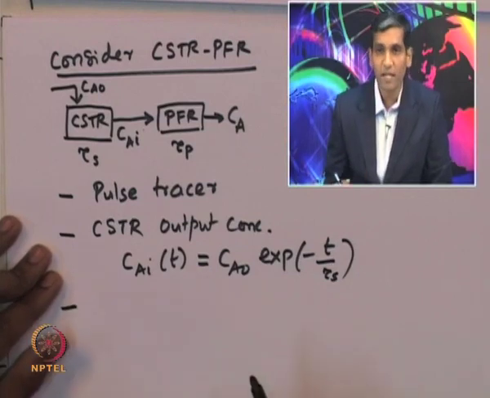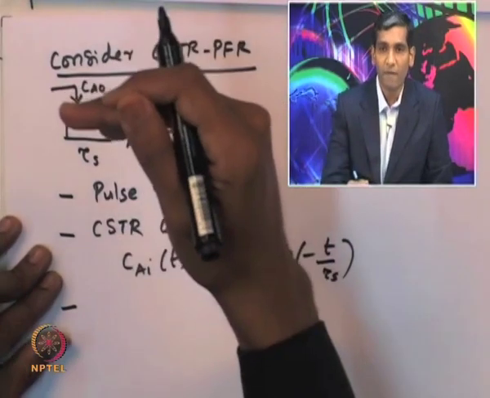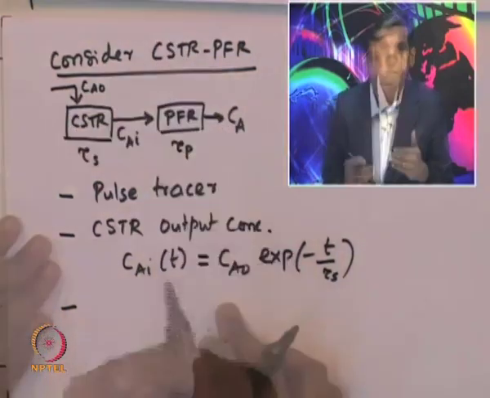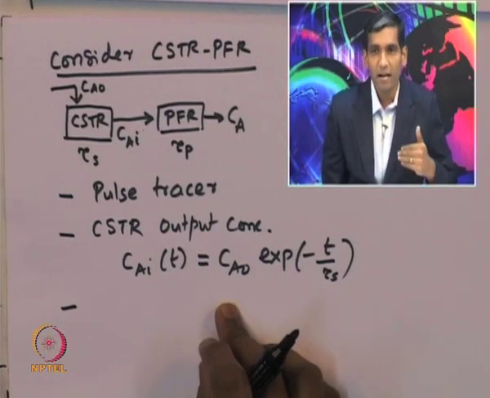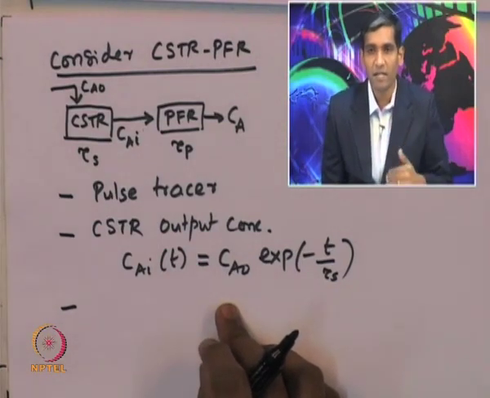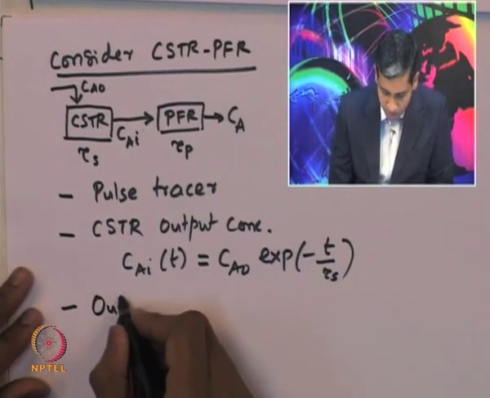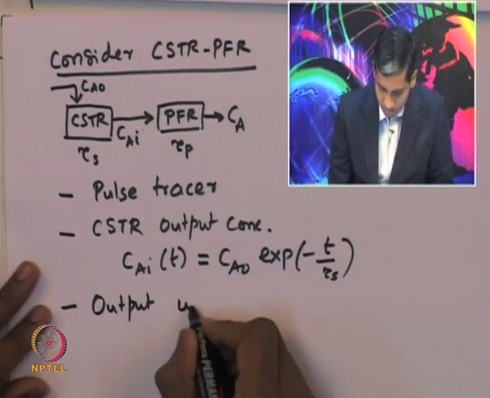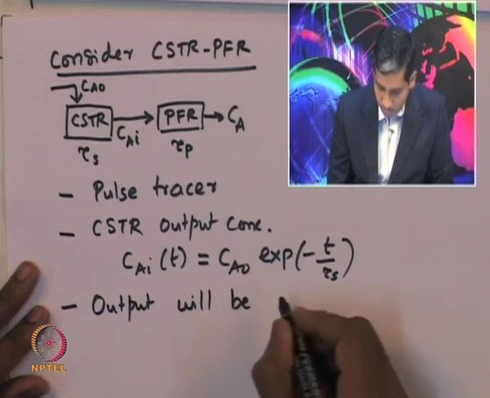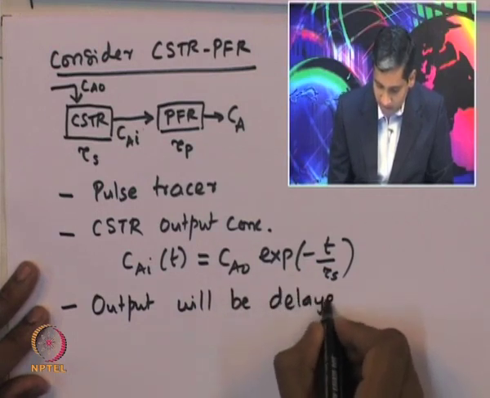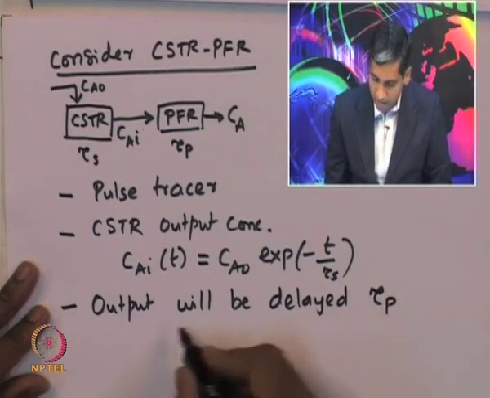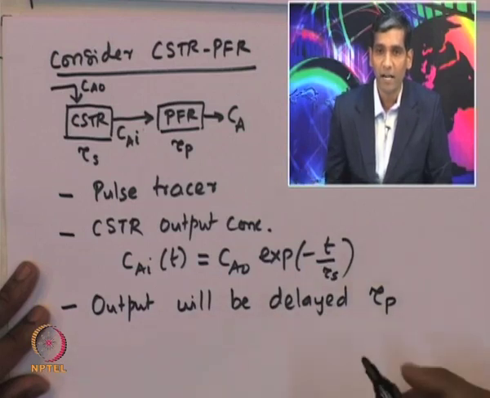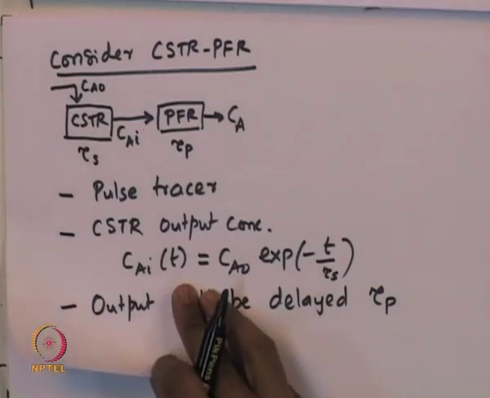Now, the output of the CSTR is fed into a plug flow reactor, and therefore it simply brings a delay in taking the species from the entry of the reactor to the exit of the reactor. So, the output from the plug flow reactor will be just delayed by the space time of the plug flow reactor, tau p, at the output of the plug flow reactor itself.